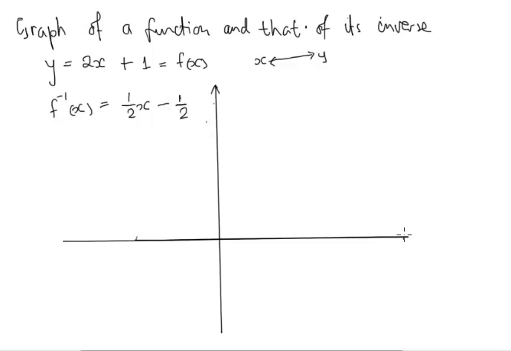Right. We said the first line was cutting the y-axis at 1, and let's say we've got 1 also here. When x was 0, y was 1, and when y was 0, x was minus half. If 1 is here, minus half is somewhere there. So that's minus half. I'm going to draw this line freehand, because our line was going more or less like that.